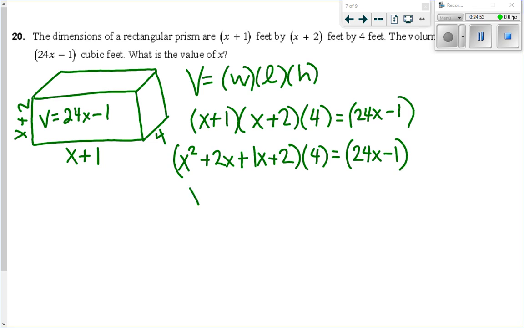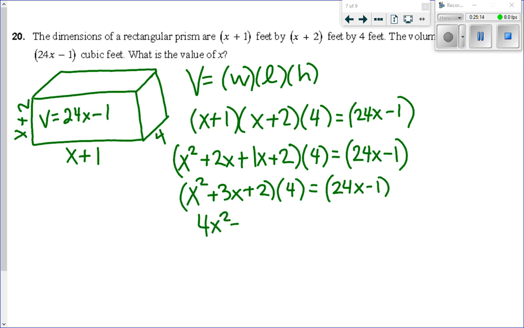So we can combine some like terms. x squared plus 3x plus 2. Still have this 4 hanging out. Still not doing anything with this side yet. Now we're going to distribute that 4, which will give us 4x squared plus 12x plus 8. And still not doing anything with this guy on this side until right now. So, wow, that made that look a lot easier.